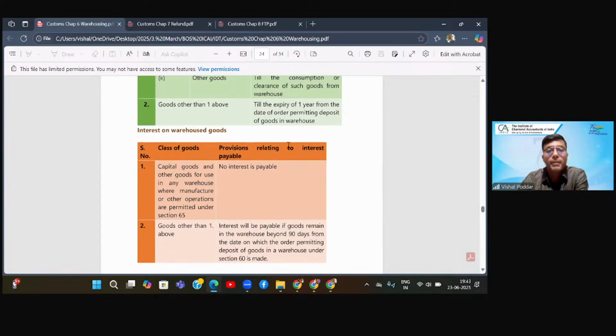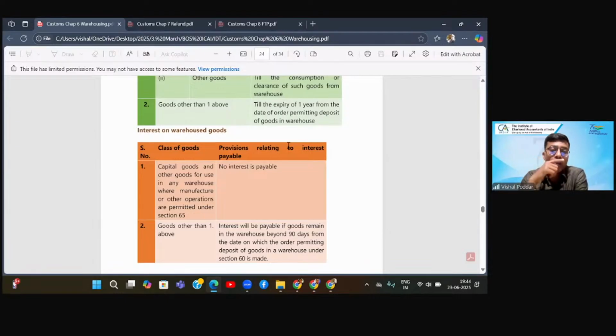Now, interestingly, in case your goods are removed within the timeline, the question is, at the time of removal, what will you pay? One, you will pay the applicable customs duty. Two, you will pay the warehousing charges, because you use the warehouse. Let us say it is a public warehouse or some other private warehouse which you are using. You have to pay the warehousing rent. But interestingly, you also may have to pay interest.